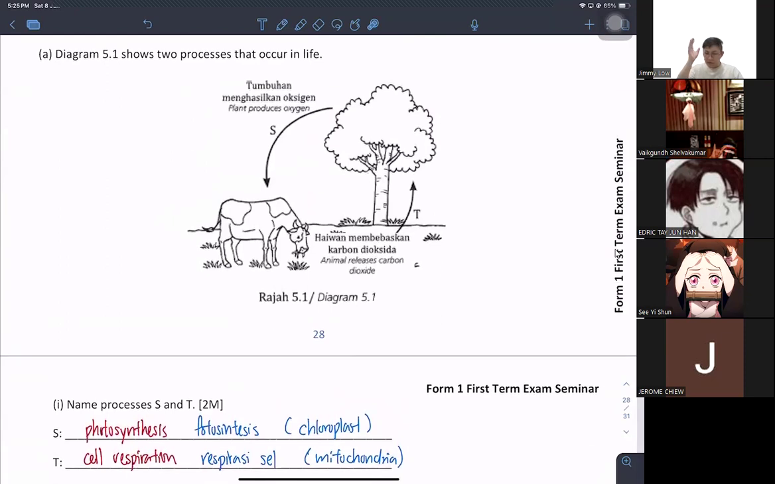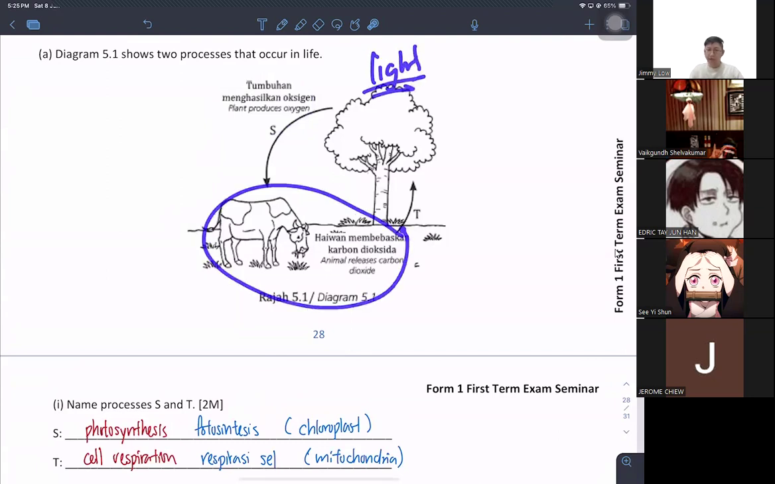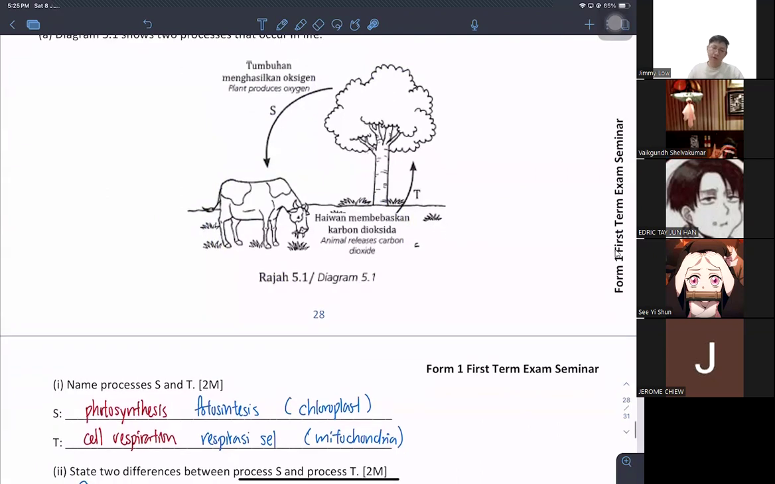Okay, photosynthesis itself. It is consuming energy from light energy. But for animals, it is going to produce energy. So you see the difference is here. A lot, definitely a lot.